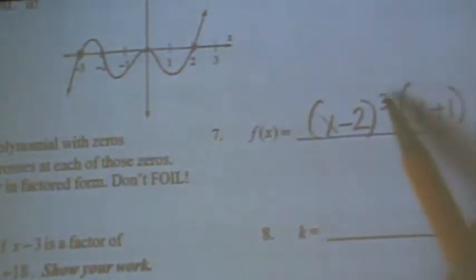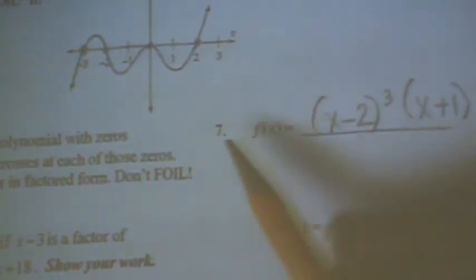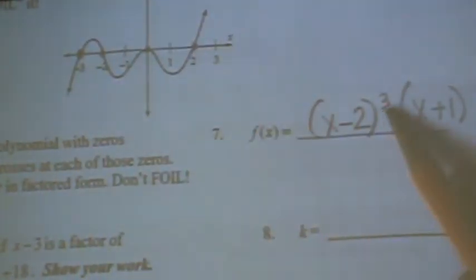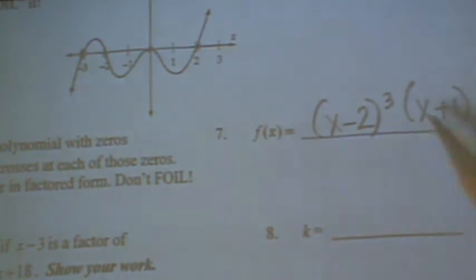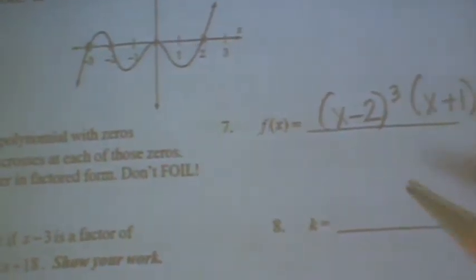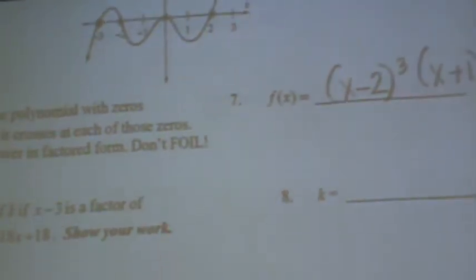So the degrees have to add up to be 4. But if it's crossing through them, both have to be odd. If these two don't add up to be 4, then it's not a 4th degree polynomial.